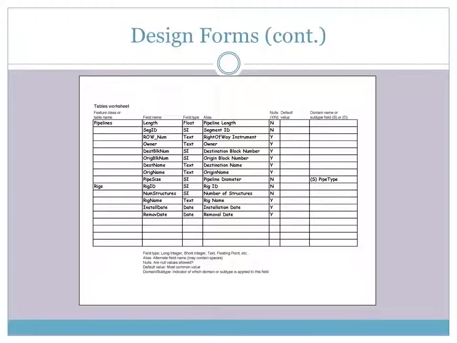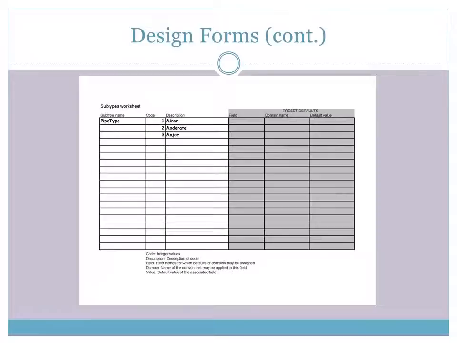The pipeline feature class contains a subtype field named pipe type. This subtype field is based on the pipe size. The pipe type subtypes worksheet shows the three separate subtypes: minor, moderate, and major.